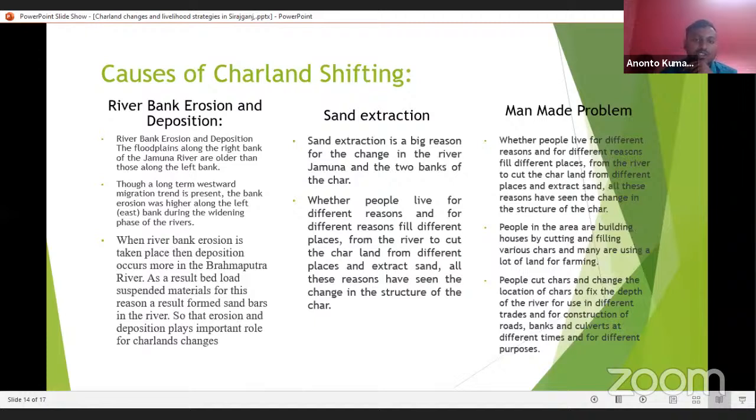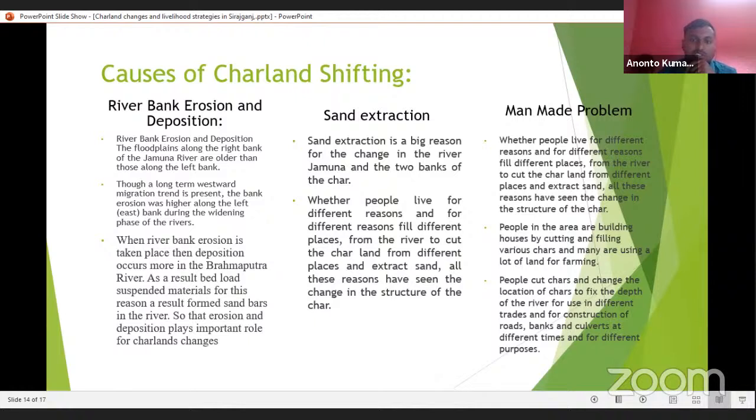Riverbank erosion. Riverbank erosion is one of the most important causes of shoreline shifting. Deposition on the floodplain along the right bank of the Jamuna River is older than 3000 years on the left bank. Through the long-term western migration trend, the present bank erosion is highlighted along the left eastern bank during the widening phase of the river.